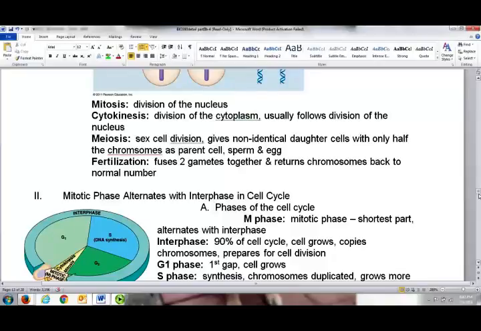Meiosis is the sex cell division. This will give you non-identical daughter cells. These are only going to have half the chromosomes as the parent cell, so this would include your sperm and egg. During fertilization, you're going to fuse two gametes together, and this will restore the chromosomes back to the normal number.